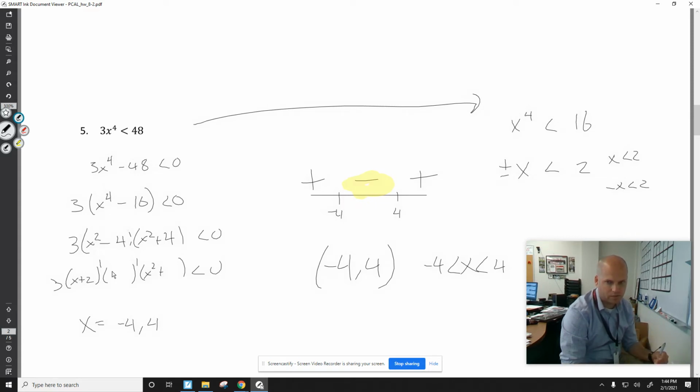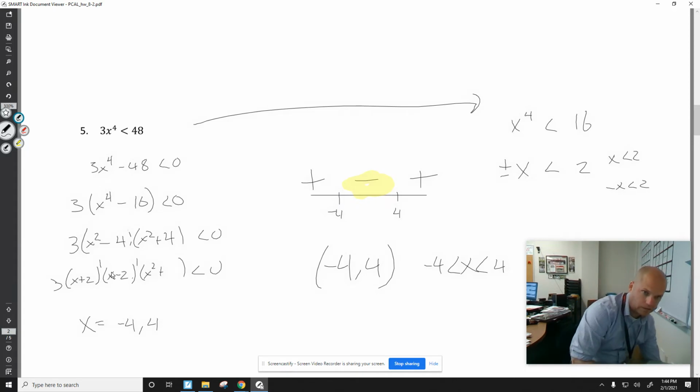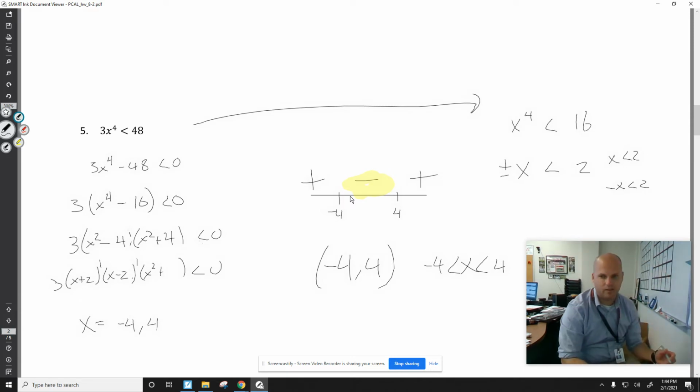I hope it's frozen because my cursor's coming back. I literally have to unplug my display and then plug it back in, and then my cursor shows back up on my slate. There it is, it's back.